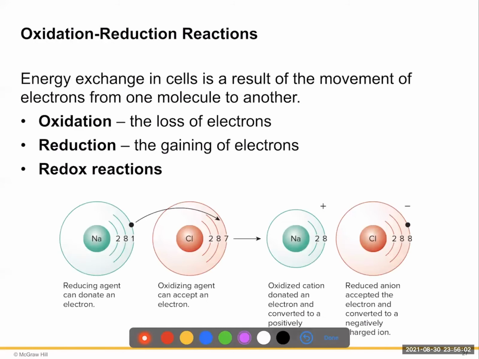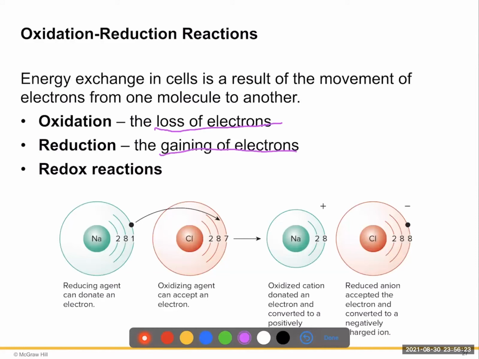Oxidation-reduction reactions are important in the human body. Energy exchange in cells is a result of the movement of electrons from one molecule to another. So it's supplying energy to our bacteria and things like that. They undergo oxidation-reduction reactions. Oxidation is the loss of an electron. Reduction is the gain of electrons.